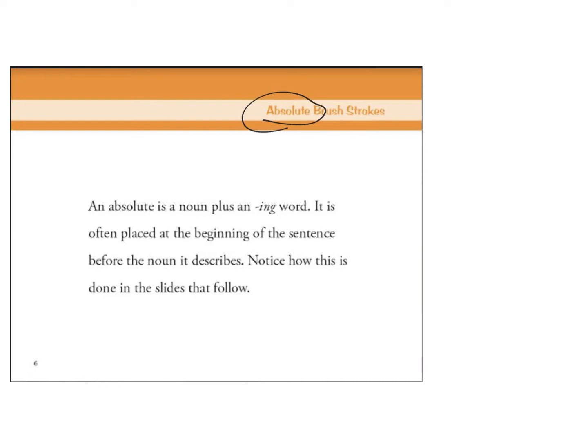So an absolute is a noun plus an ing word. So it's placed often at the beginning of a sentence, and it goes right before the noun it describes. And I'm going to show you some examples of that in a minute. So we're going to show you on the next slide.